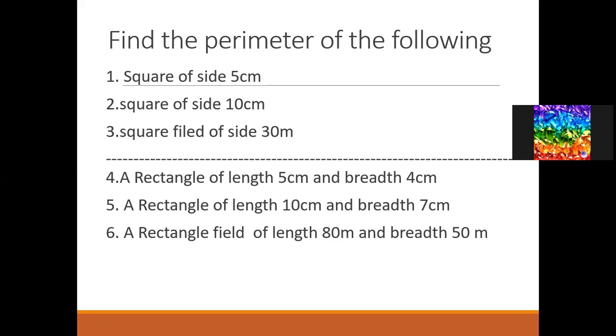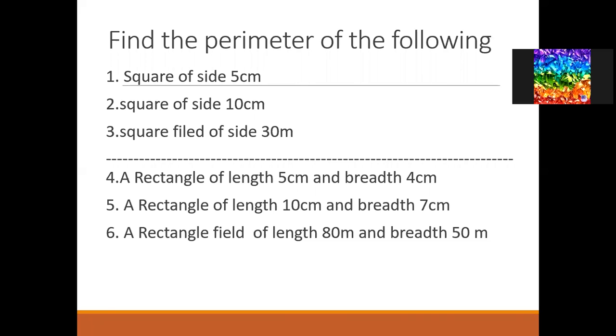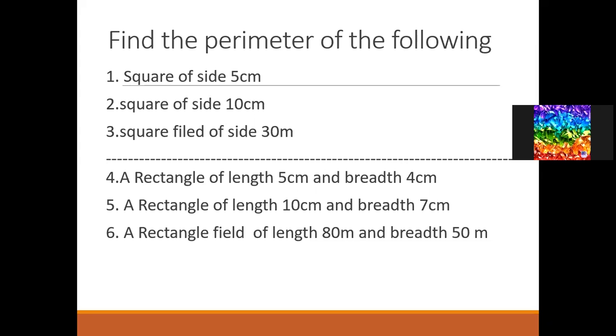When you complete the answer, don't forget to give the units. In mathematics, people generally forget units at the end. They are very busy solving, and after getting the solution, they feel happy. But the answer is not complete without units. Perimeter is in centimeters; if it is in meters, it is in meters. When we talk about area, it is square centimeter. Of course, area we will do after this.